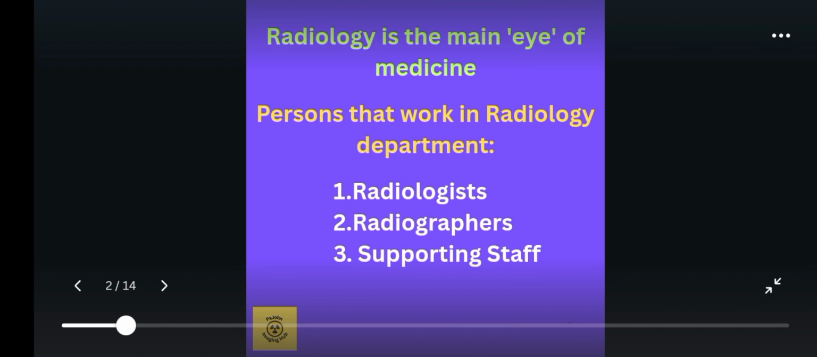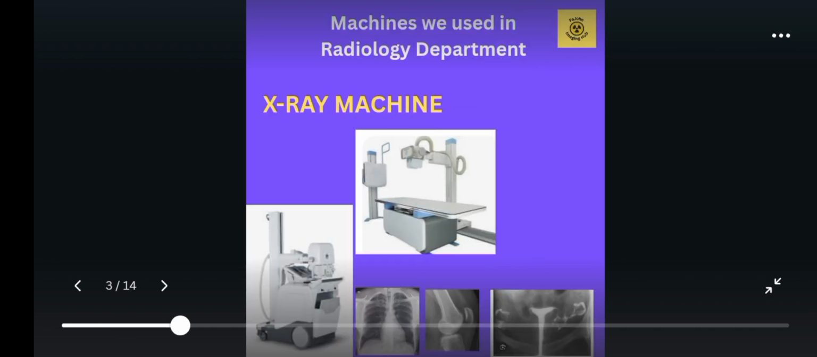The department is also called the Radiation Medicine Department. The reason is that all the machines we use in the department make use of mainly radiation to produce the images, with the exception of a few, which we will see shortly. Now, let's look at the machines. The first one is the X-ray machine. This uses X-rays to produce images.